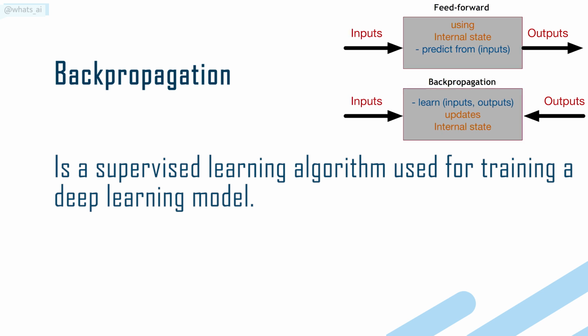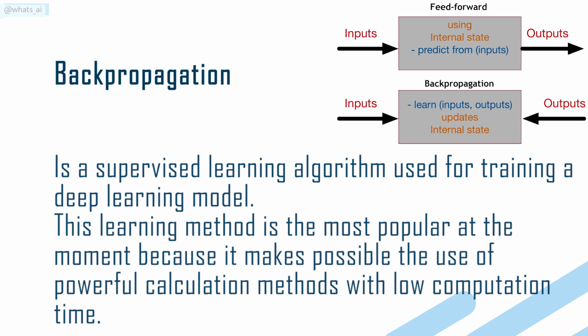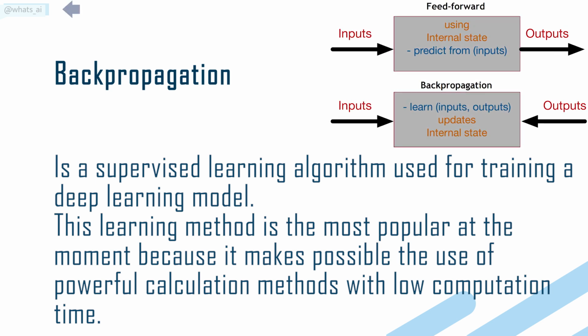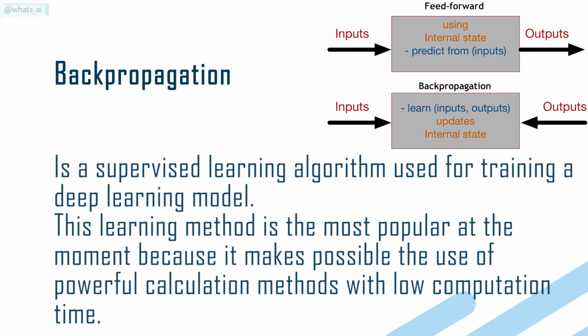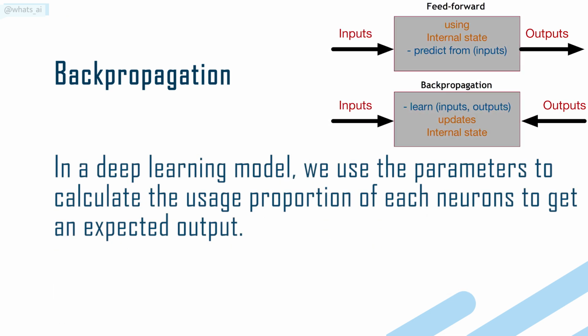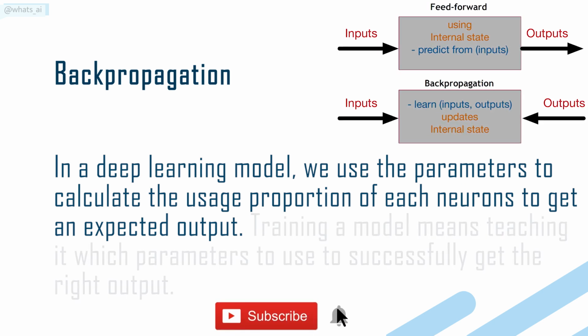Backpropagation is a supervised learning algorithm used for training a deep learning model. This learning method is the most popular at the moment because it makes possible the use of powerful calculation methods with low computation time. In a deep learning model, we use the parameters to calculate the usage proportion of each neuron to get an expected output.